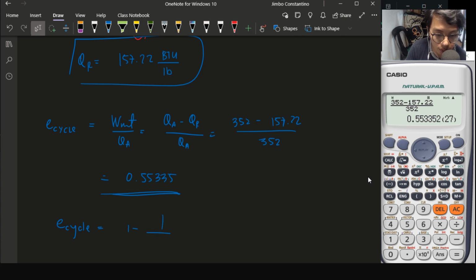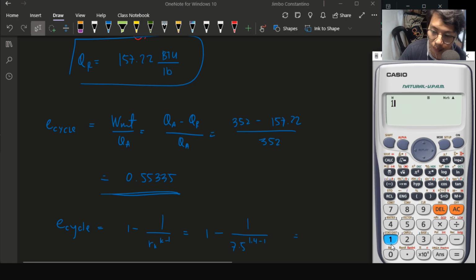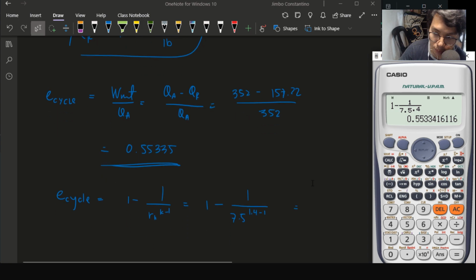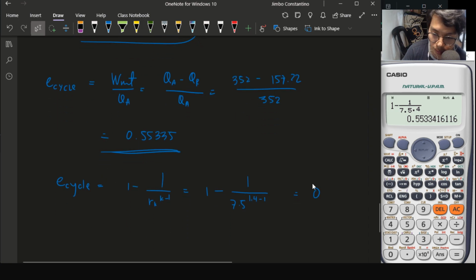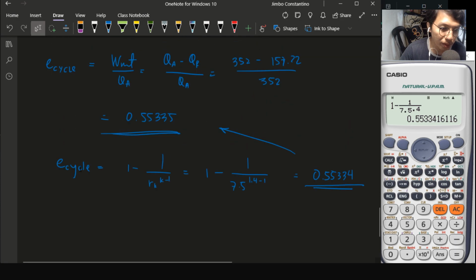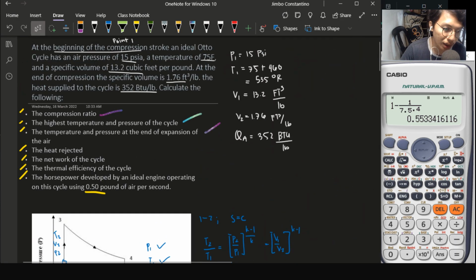Check natin. Efficiency of cycle, using yung rk natin. 1 minus 1 over rk raised to k minus 1 equal to 1 minus 1 over 7.5 raised to 1.4 minus 1. Check natin kung tatama yung sagot. 1 minus 1 divide by 7.5 raised to 0.4. Kasi 1.4 minus 1 is 0.4. Tama naman. 0.55334. Baka 9 ang tingin nyo dyan. 4 yan. Check. Pareho lang. Okay? So, what is the last one that is asked?